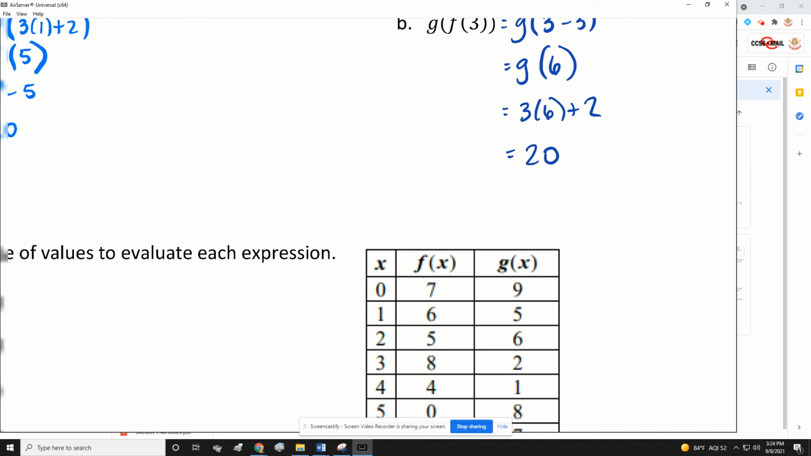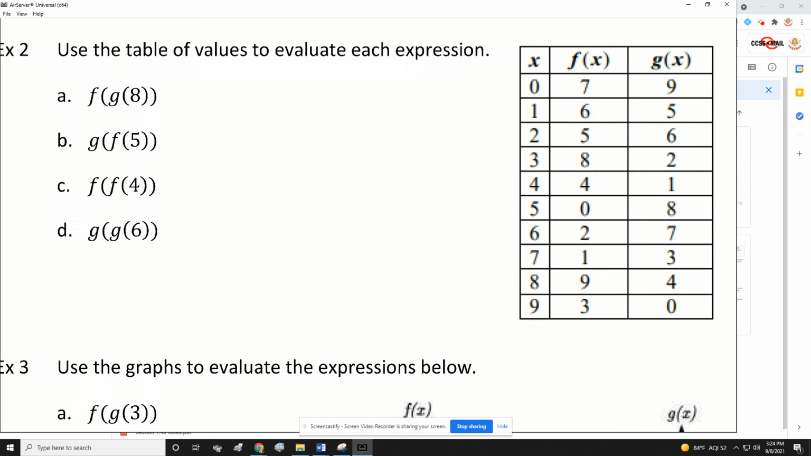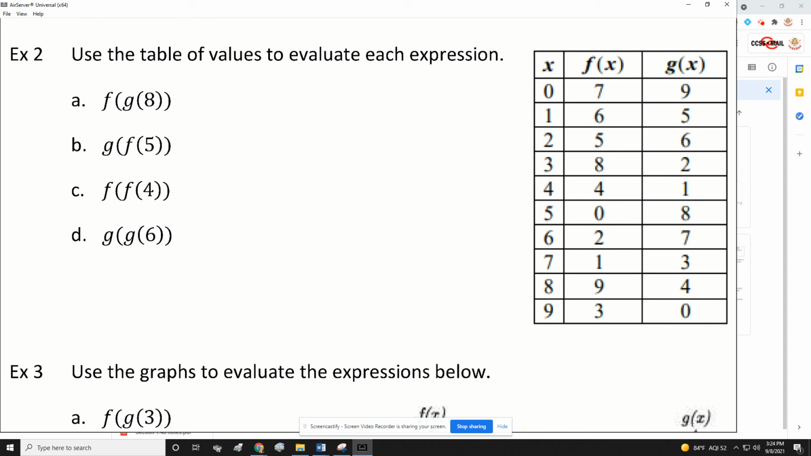Okay, now we're going to do a composition with a table. Now, I love doing these. I'm going to try to go slow enough that you can follow, not mark things up too bad. But we're going to do the same thing. We're going to start on the inside. So I'm going to let that f hang out, and then we're going to find g of 8. So g of 8 means go to where x is 8, find the value on g. So that would be 4. And then f of 4 is go to where x is 4, find the value on f, and it is also 4 in this case.